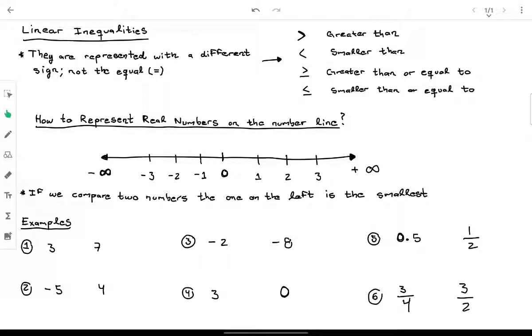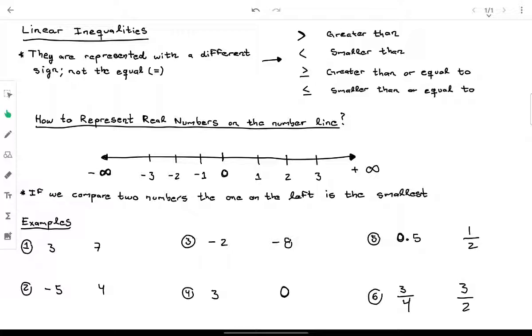So today we will start with a new topic that is called linear inequalities. First of all, we need to know a little bit about what an inequality is, what kind of signs we use, and how to represent real numbers on the number line. Of course, maybe you have seen it already, but we will need that specific information to have it super clear in our mind in order to start with linear inequalities.